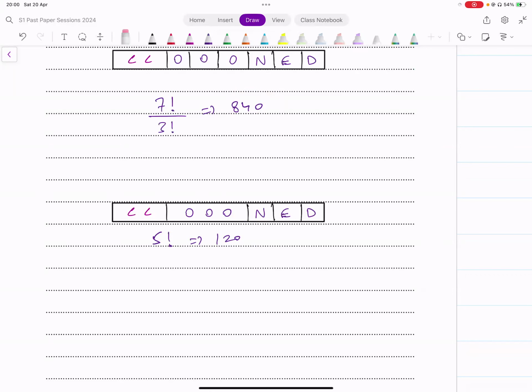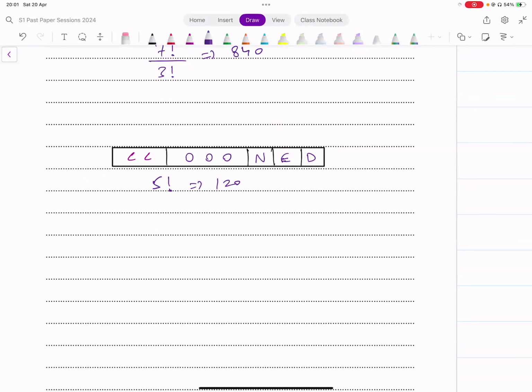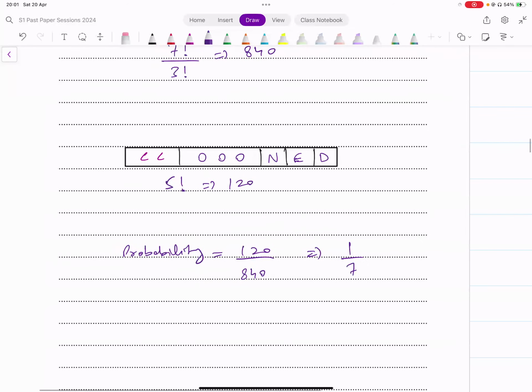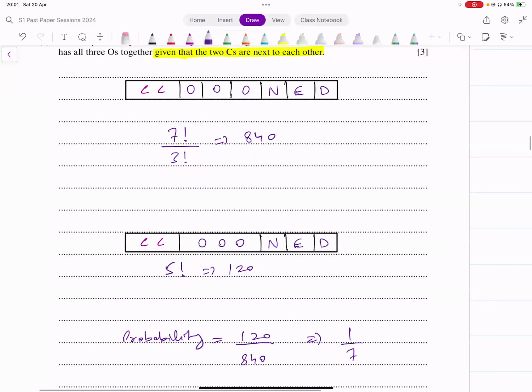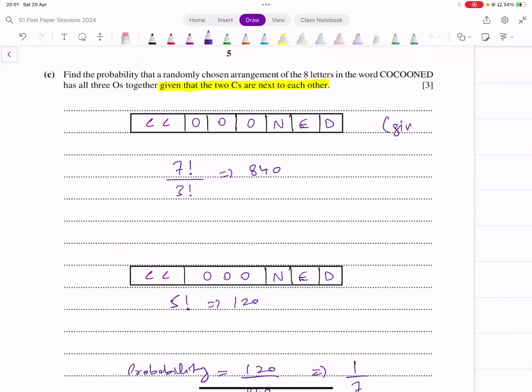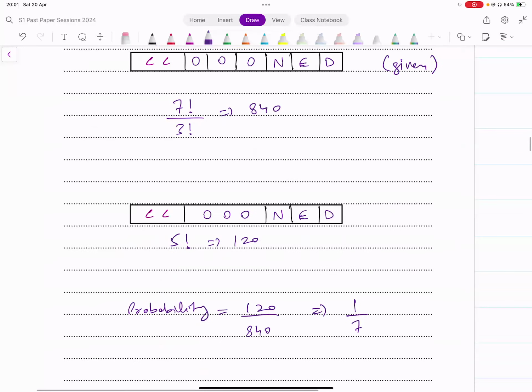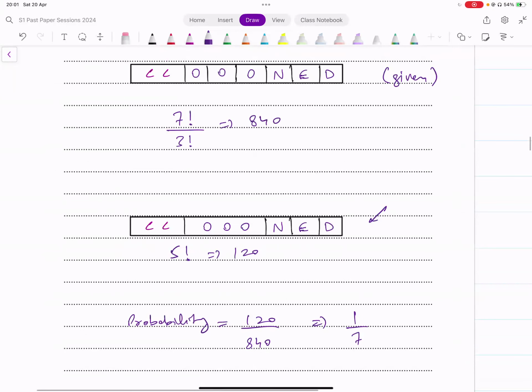So now that we have to find the probability, we say the probability in this case turns out to be 120 divided by 840. And that will give you something, 1/7, I think, right? 12/84, that should be 1/7. Does that make sense? So this was the case that was given. And this is the favorable outcomes that you have when you have both of those things together.